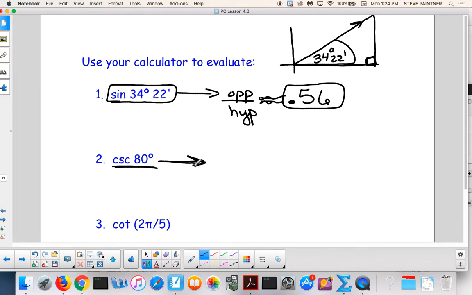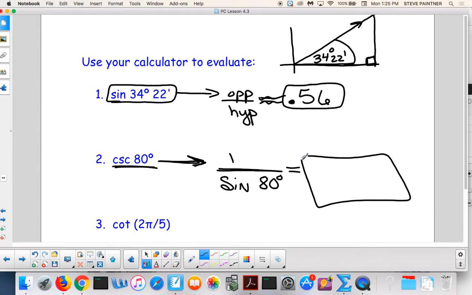How many people see the cosecant button? Huh? Yeah, what's the big 3? Which one? One over what? Yeah. Hey guys, you don't have a cosecant button. You just have to remember cosecant and sine are reciprocals. So all you'd have to do is this. All it is, the reciprocal is the sine of 80. So just 1 over sine of 80. Comes out to be, yes? No? Are we okay?